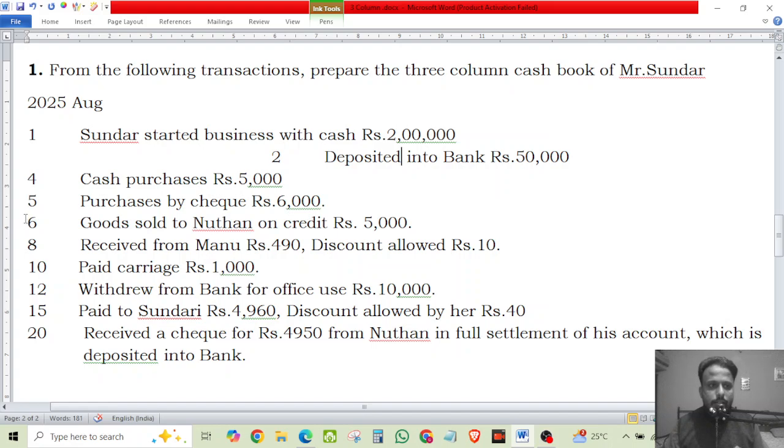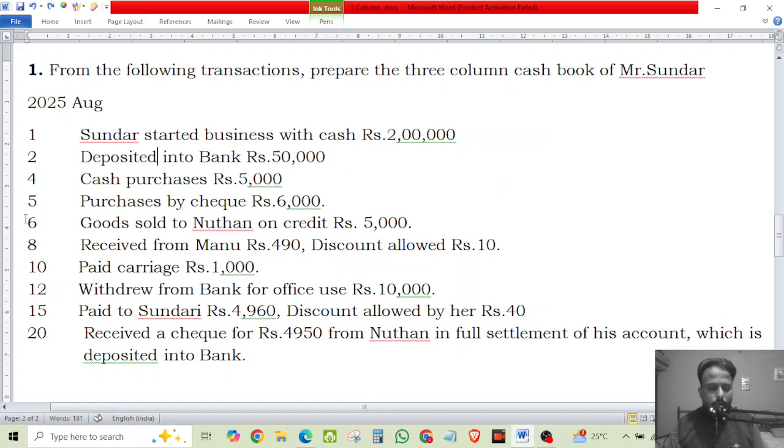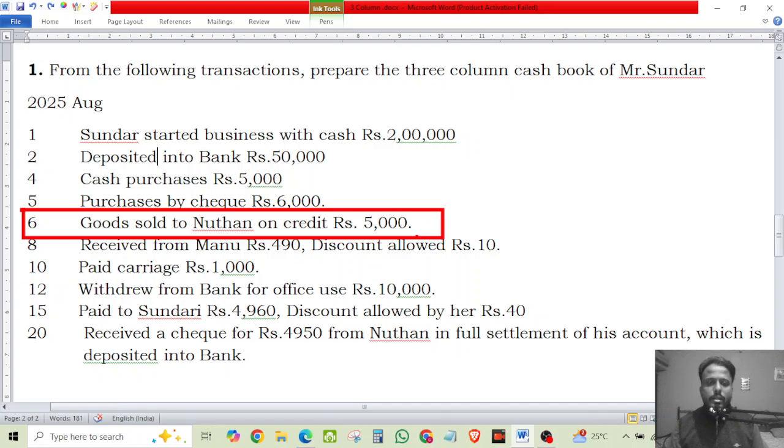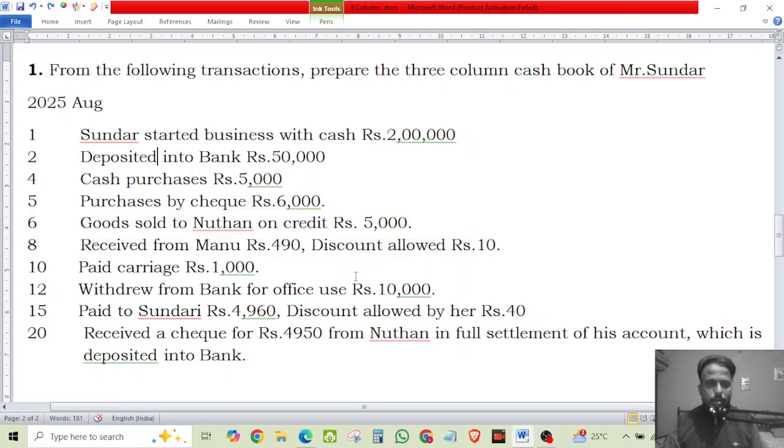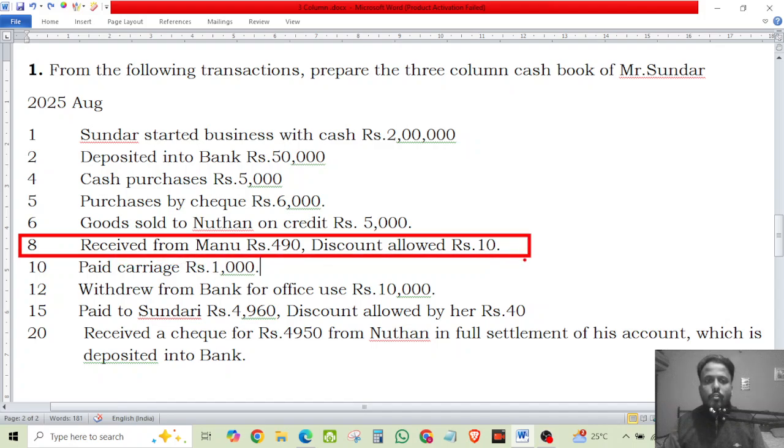So 6th date is goods sold to Nutan on credit. So very important point, guys, because whenever the business sells on credit basis, in 3 column cash book it will never appear. So therefore you have to completely ignore this transaction, that is goods sold to Nutan. So you have to ignore this and we'll proceed to the next entry, that is date 8th. Received from Manu 490, discount allowed is rupees 10.